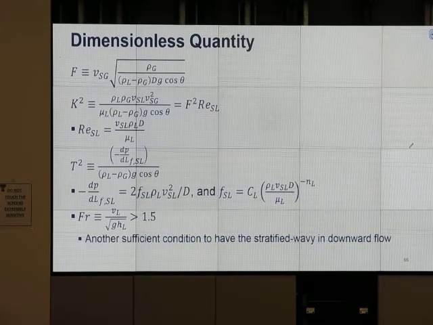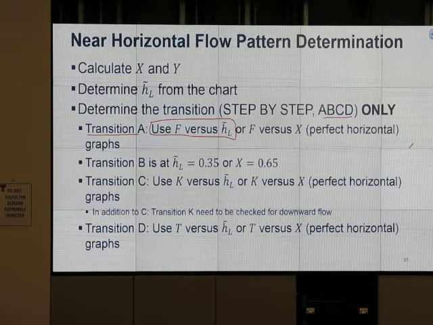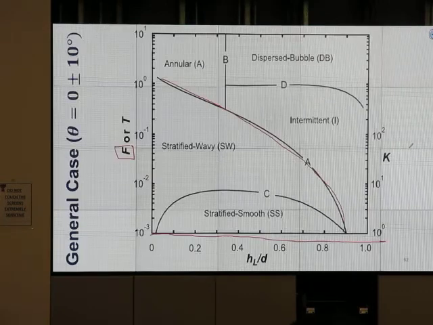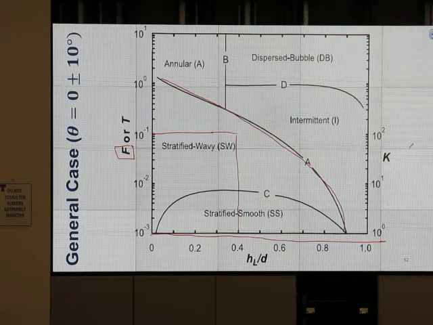There's a formula for F. That is the value of F. Okay? So let's say I calculate F, and my F is 0.1. HL over D is 0.4. So when I am at that point, I look at transition A.